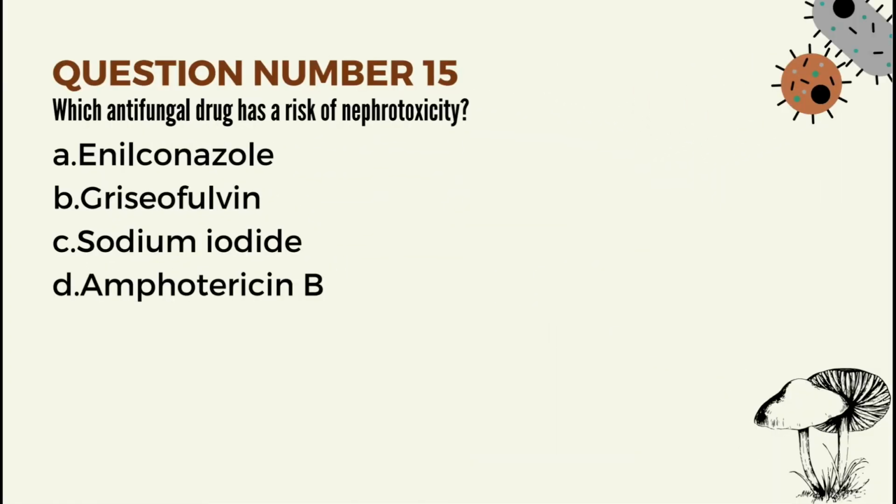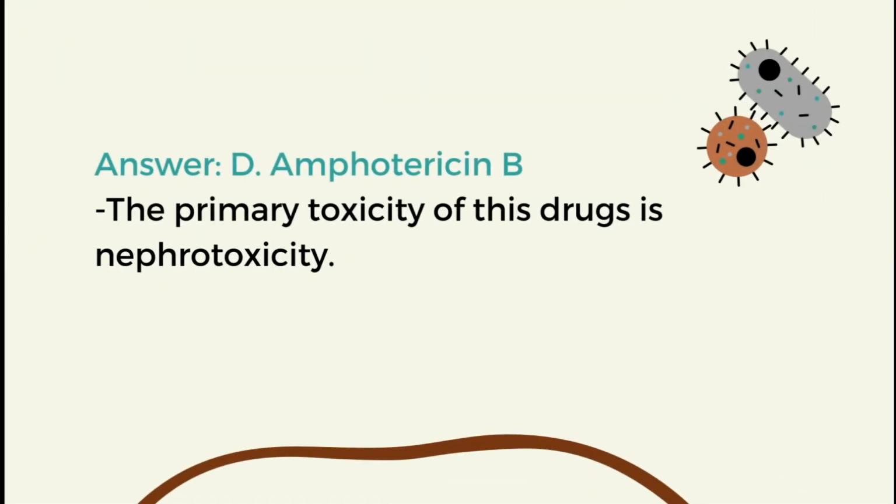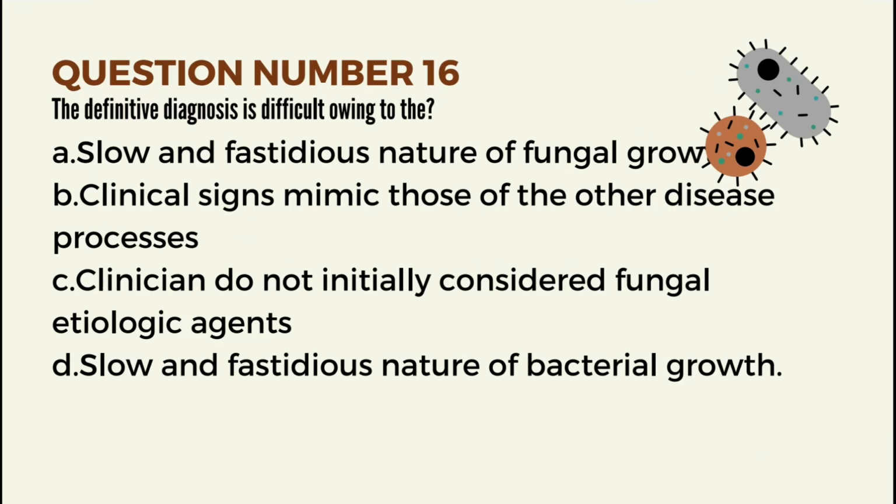Question number 15. Which antifungal drug has a risk of nephrotoxicity? A. Enilconazole, B. Griseofulvin, C. Sodium iodide, or D. Amphotericin B? Answer is letter D, amphotericin B. The primary toxicity of this drug is nephrotoxicity.